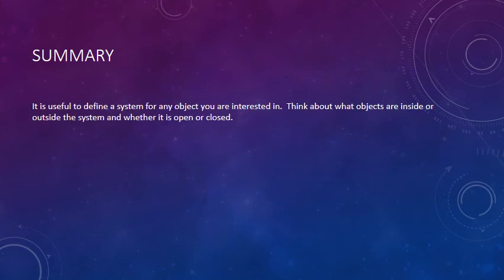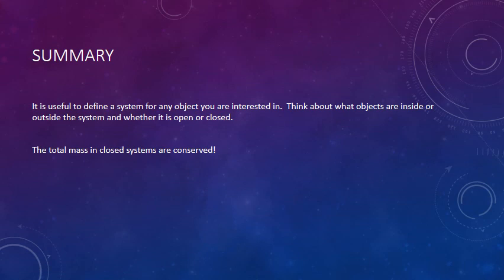So to summarize, it's useful to define a system for any object that you're interested in analyzing or examining, and we think about what objects are inside or outside the system and whether or not it is an open or a closed system. And remember that the total mass in a closed system is conserved. So, like in the example of my dog and the Haichu, the total mass inside that closed system never changed, even if the mass transferred within the system from one thing to another.